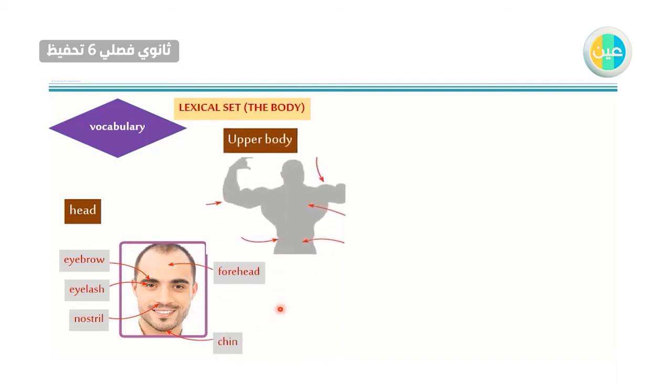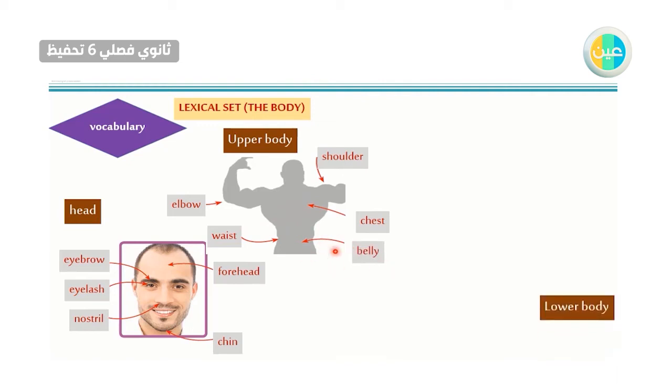Upper body. This is upper body. This is shoulder. And this is elbow. And this is waist. The part around the middle of the body between stomach and hips. And this is chest. Also, chest is the upper part of the body, in front of the body. Okay, this is belly.